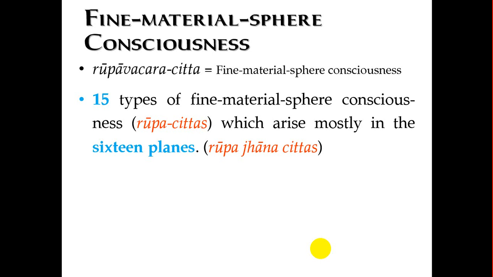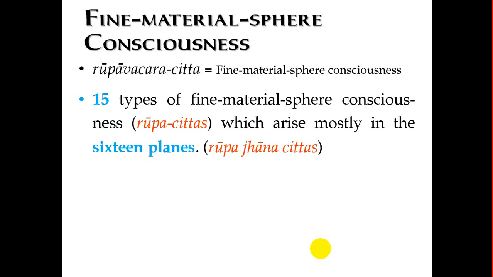So when you meditate at a higher level, you can attain those types of consciousness. Those are called jhānas. So these fine material consciousnesses normally arise in those planes. Of course, when you meditate in the human realm, you can also attain those consciousnesses, but we are talking in general, right? Therefore it is called avacara. Avacara means frequently arising.